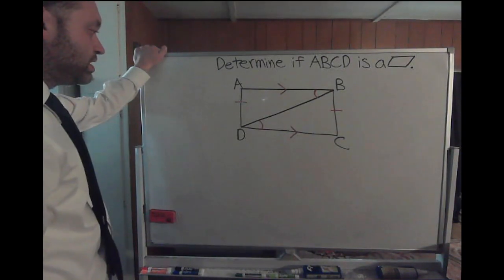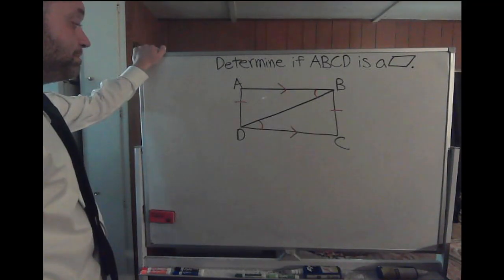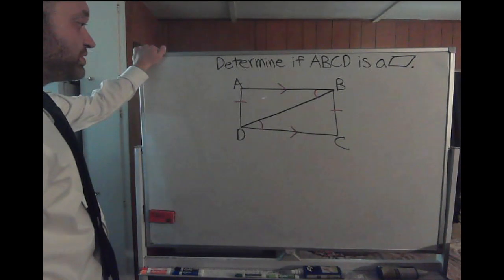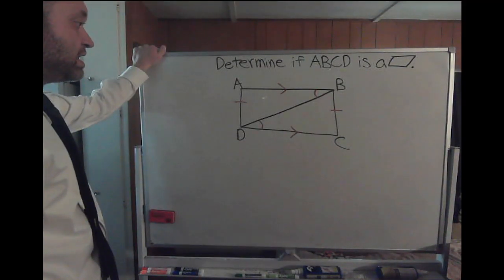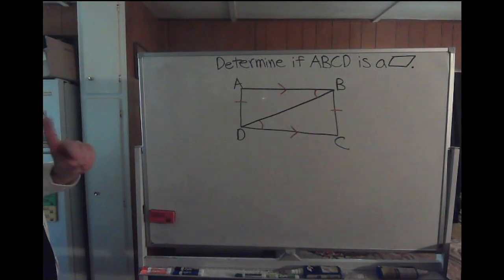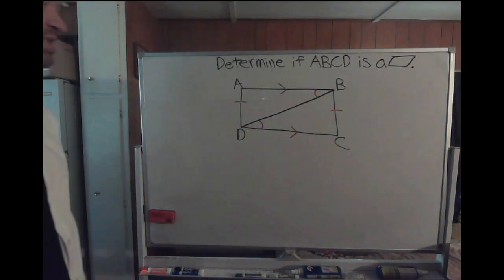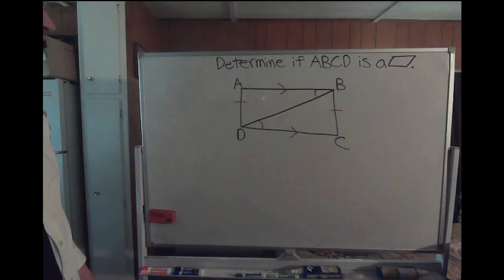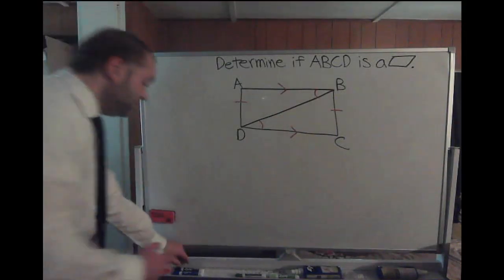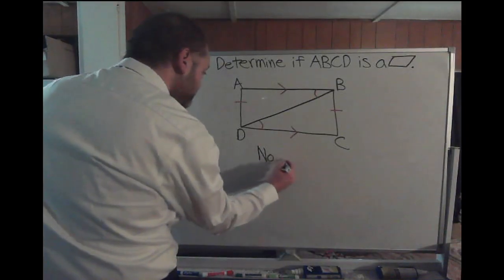Well, let's see. We can't assume it's a parallelogram. In fact, we can't even assume that the two triangles it's split into are congruent. We have no way to know if they're even congruent. So in this case, it's great that we know we have two parallel sides, but no determination is possible.